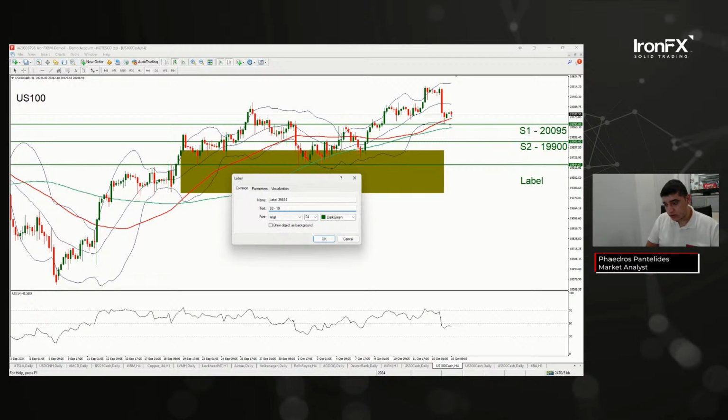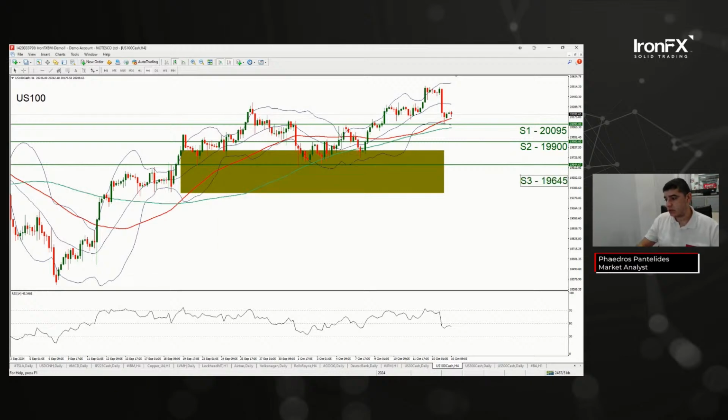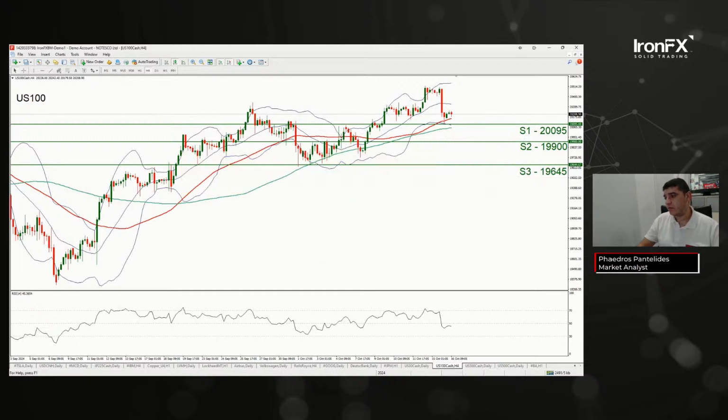19,645. So that is my S3 support level. I can now remove this rectangle from your screens. And now the question becomes, well, we've placed support, where are we going to be placing our resistance levels?